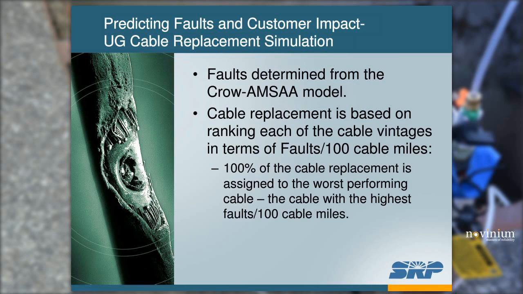So when we run the simulation, the faults are determined via the AMSAA model. And then to assign the cable that's going to be replaced, what we do is we rank all the different vintages in terms of faults per 100 cable mile within the simulation. And we assign 100% of our cable replacement to the worst performing cable, which is that cable that has the highest faults per 100 cable mile.